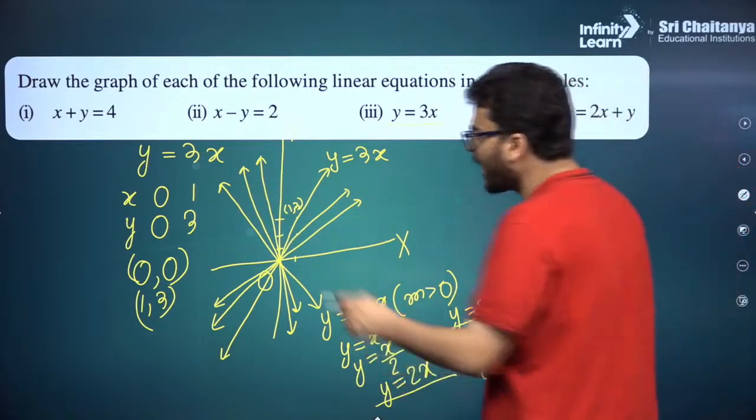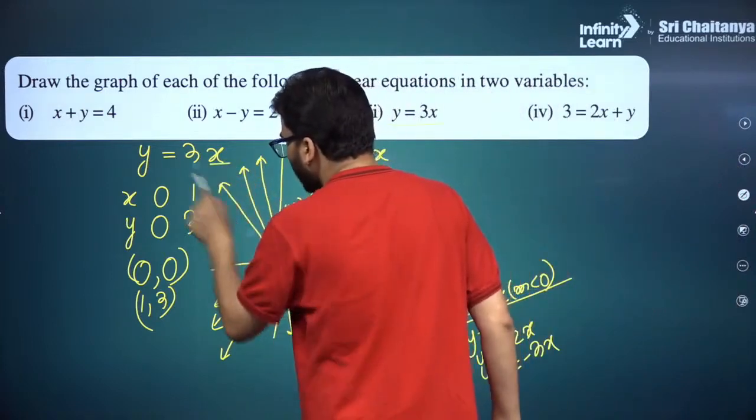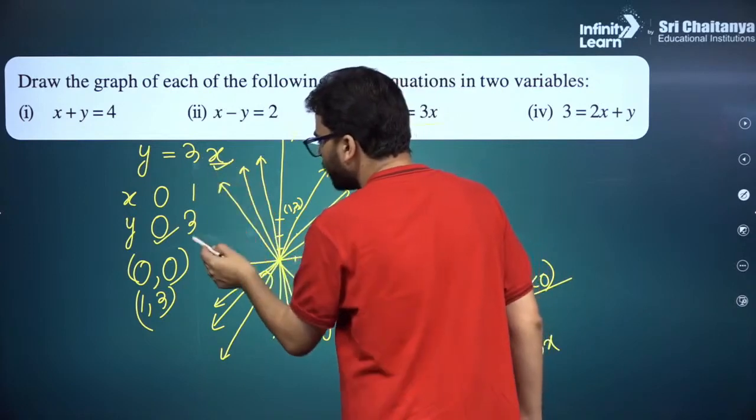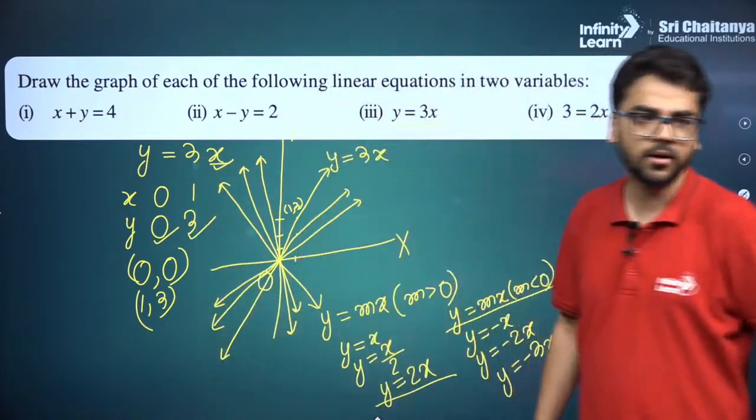Bimla, I have just put x is equal to 0 over here, so y will also be 0 or not? Tell me, Bimla. If I put x is equal to 1, so 1 into 3, y is coming out to be 3. You got it, Bimla?